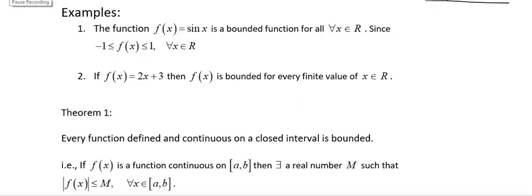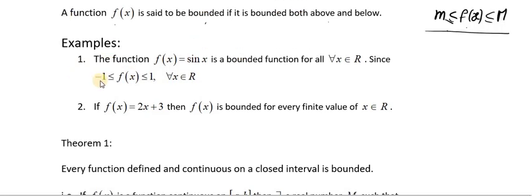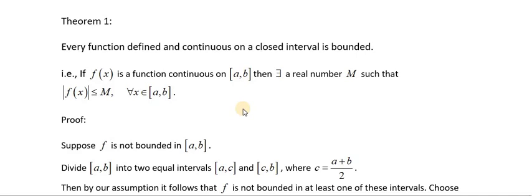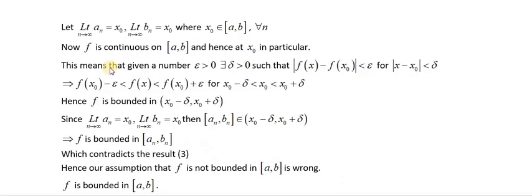These two are examples of bounded functions. Here we are taking f of x as sin x. This is bounded because we have small m as minus 1 and capital M as 1. Therefore, this is a bounded function. And the second example is f of x equal to 2x plus 3. This function is also an example of a bounded function. Now we are going to prove theorem 1.